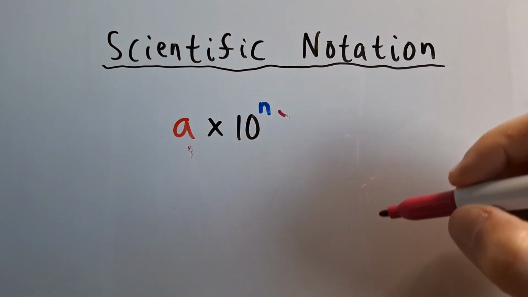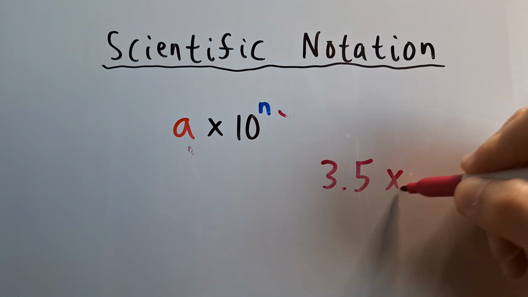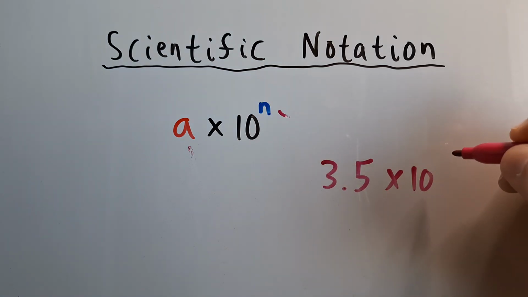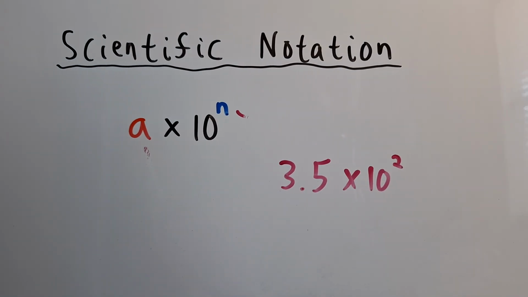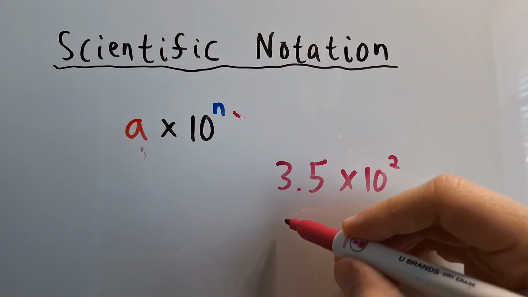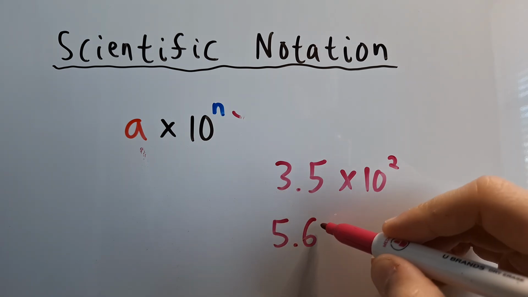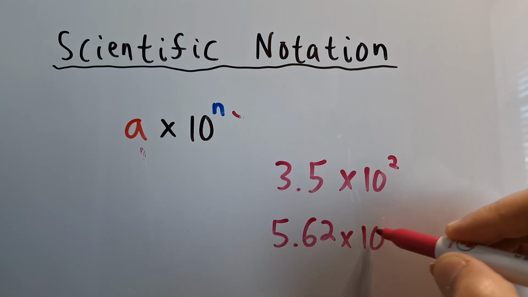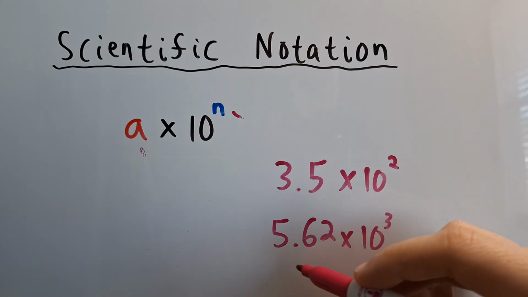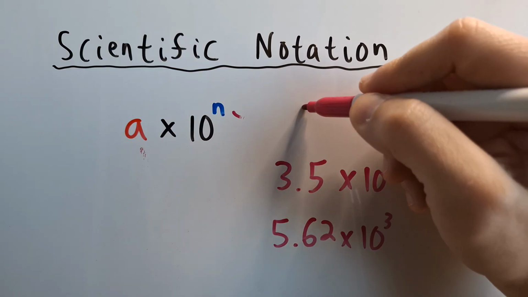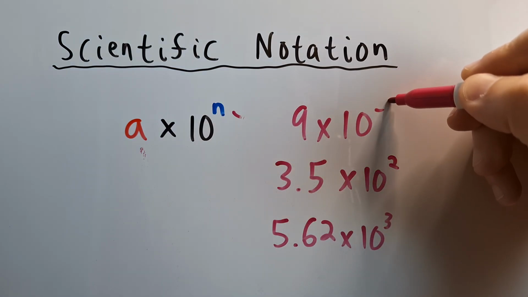Some examples of scientific notation could be 3.5 times 10 to the power of 2. Another example could be 5.62 times 10 to the power of 3. And one more. I'll write it up here. 9 times 10 to the power of negative 4.